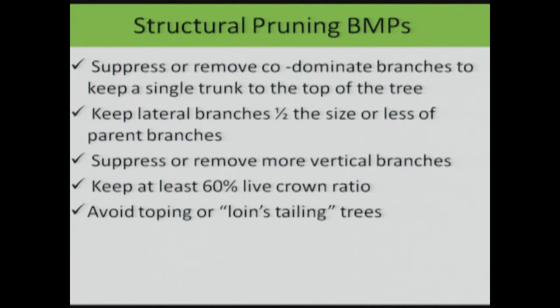We want to suppress or remove more vertical branches, and we want to keep at least 60% of the tree crown. We want a 60% live crown ratio. And again, just those old bad pruning practices that we don't see that much anymore, we still want to avoid them, topping and lion's tailing.